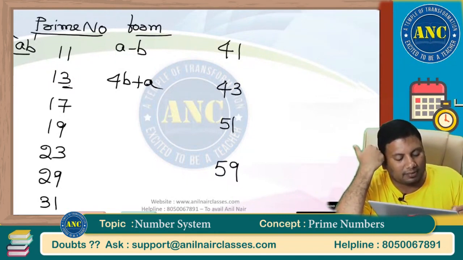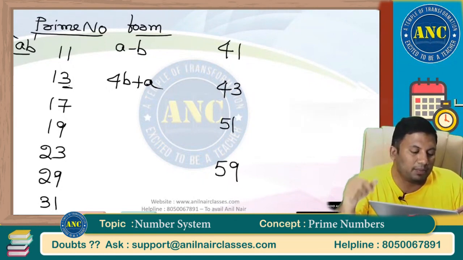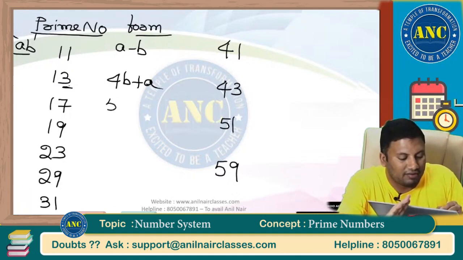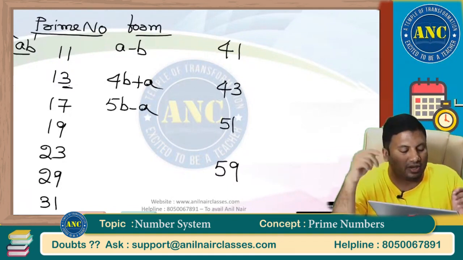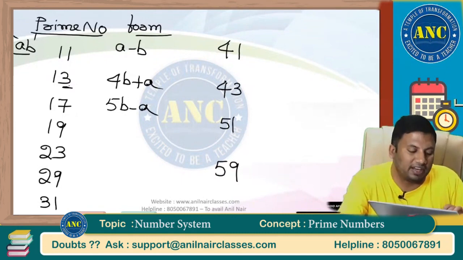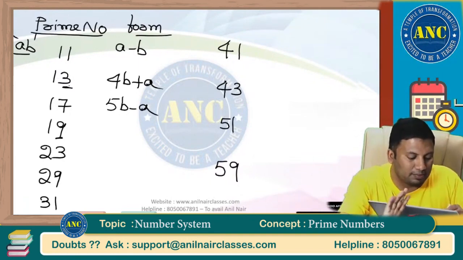17 is nothing but something you can derive in any way. Is there any multiple of 7? 7 5s are 35, 35 minus 1. The rule is 5B minus A. I am not touching anything other than the unit digit. 5 7s are 35, 35 minus 1 is 34. 34 is divisible by 17. If it is B, this is nothing but 2B plus A.